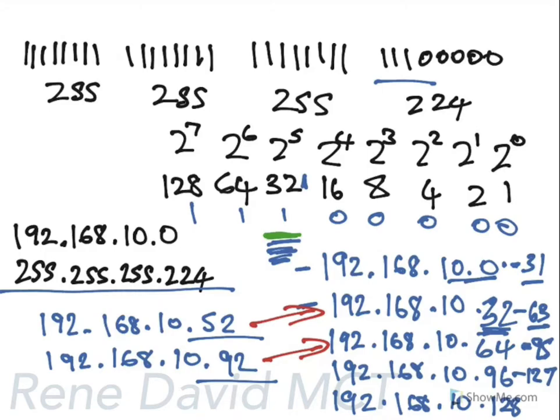Okay, so that's pretty much it for basic subnetting. What we're going to do in the next couple of videos is look at more advanced subnetting concepts. We'll start with subnetting larger networks, so we'll look at subnetting in Class B and Class A, and we'll look at supernetting as well.